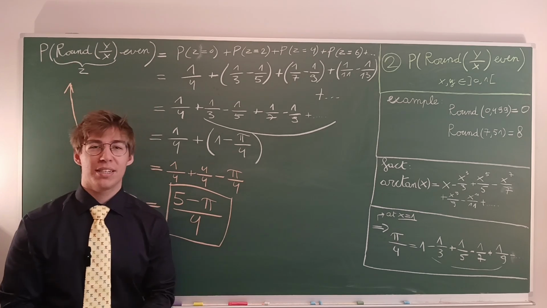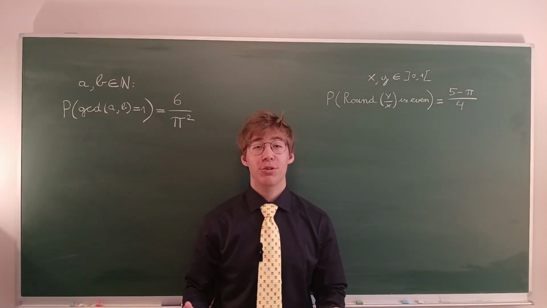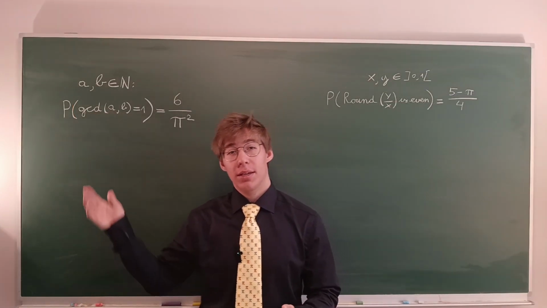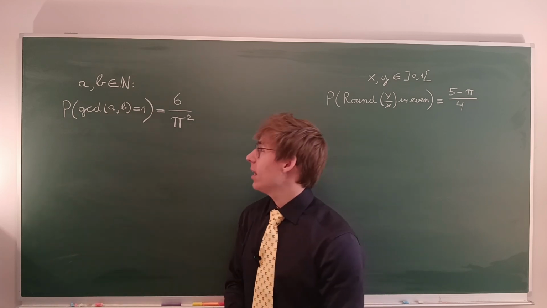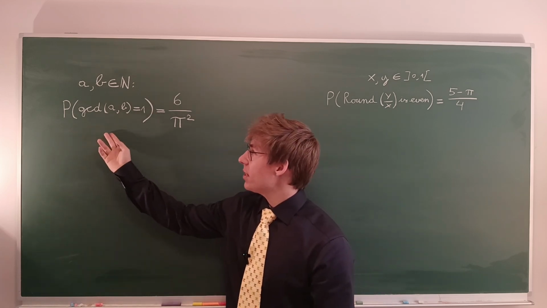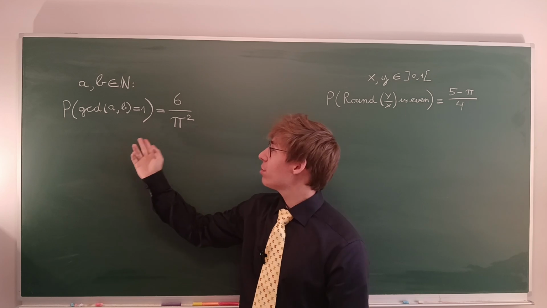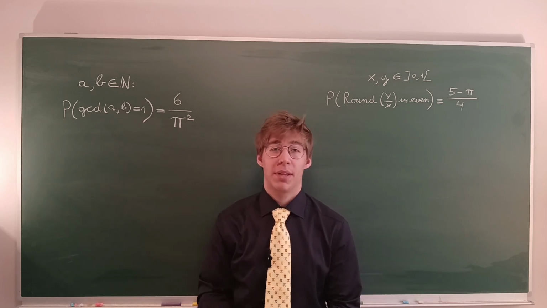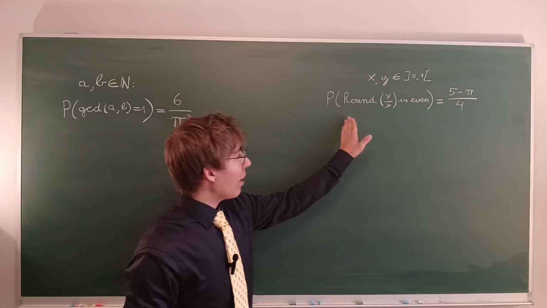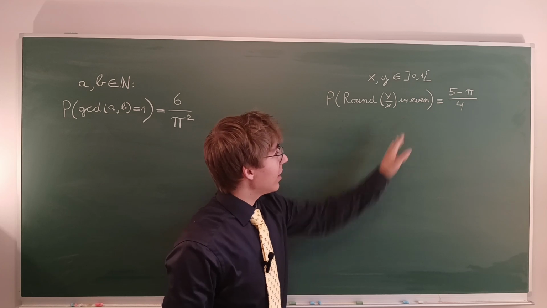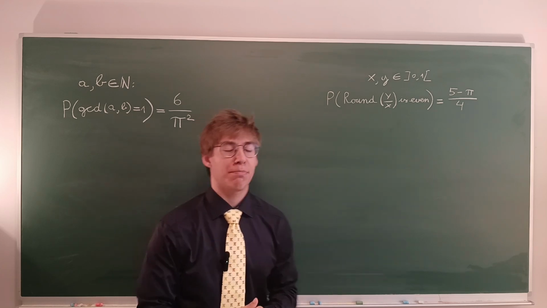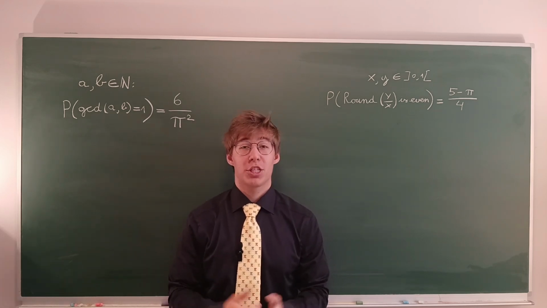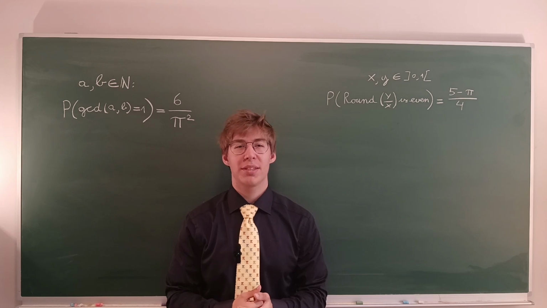Another really surprising result. So we conclude that if we choose a and b arbitrary natural numbers, the probability that the GCD of a and b is 1 is equal to 6 over pi squared, and that round of y over x is even, that probability is 5 minus pi over 4. Somehow pi ends up in both these probabilities.